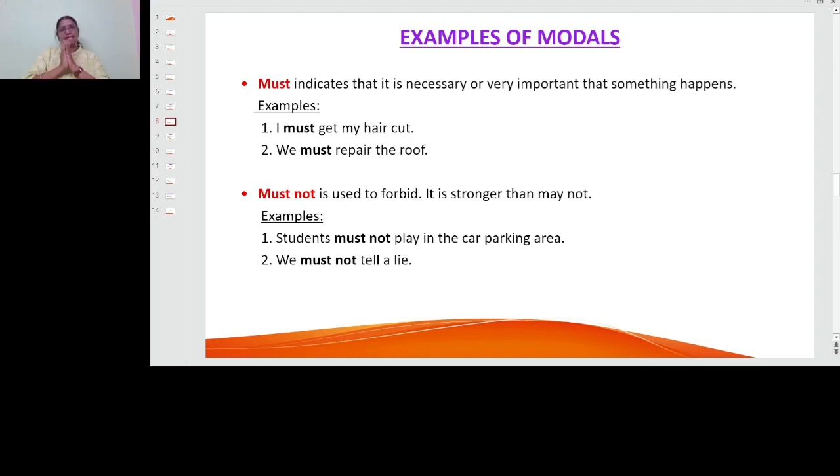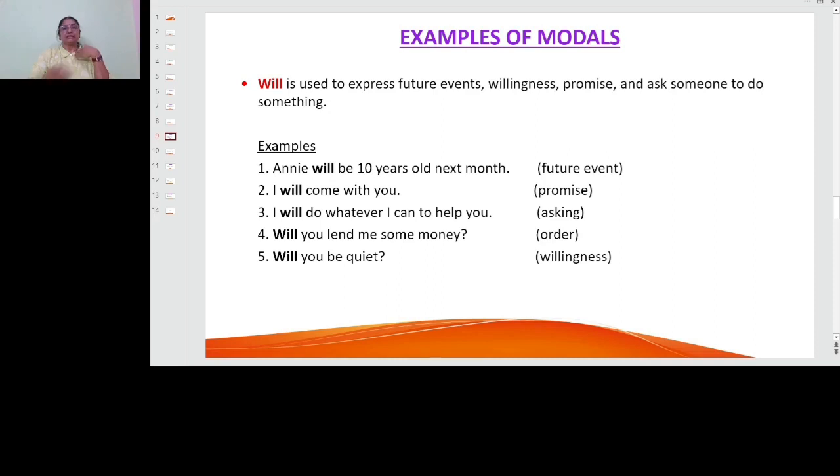We must not tell a lie. Actually, it's a condition. You must not tell a lie. But we do sometimes. But as far as possible, you don't do that. So, we must not tell a lie. Hope you understood about must and must not.